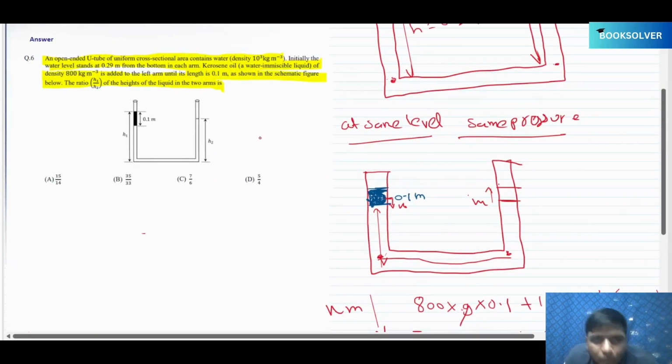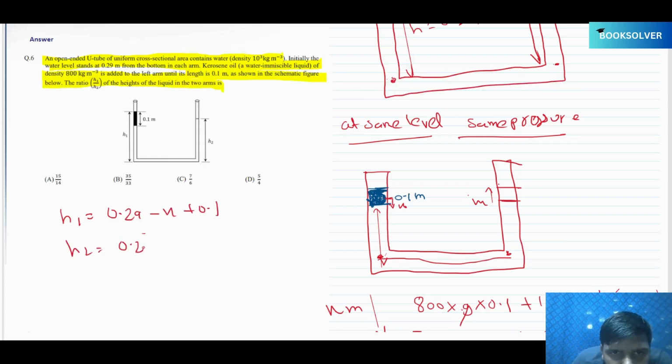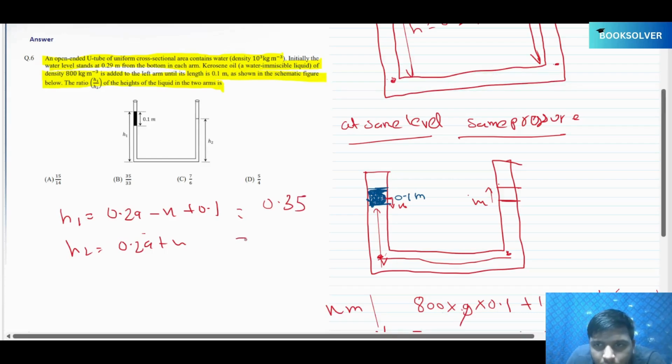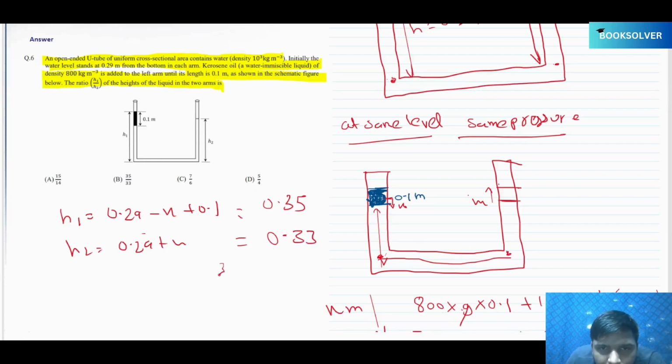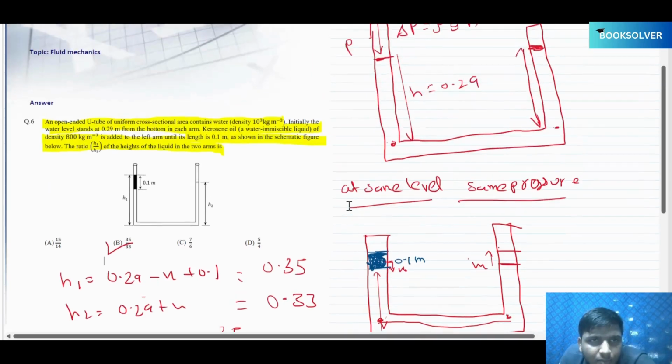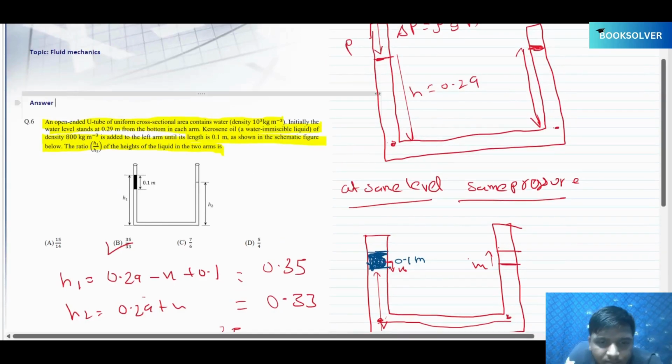Now the net height h1 is 0.29 minus x plus 0.1, and h2 is 0.29 plus x. So 0.29 minus 0.04 is 0.25, plus 0.1 gives 0.35, and 0.29 plus 0.04 is 0.33. Hence the ratio h1 by h2 is 35 by 33. So option B is correct, and let me write the answer here: option B. Okay, thank you.